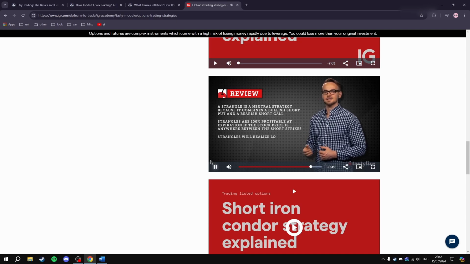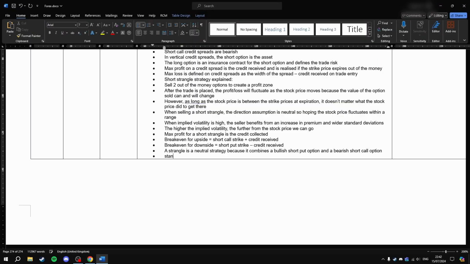From a directionality standpoint, each of these options hedge each other. Strangles are 100% profitable at expiration if the stock price is anywhere between the short strikes.